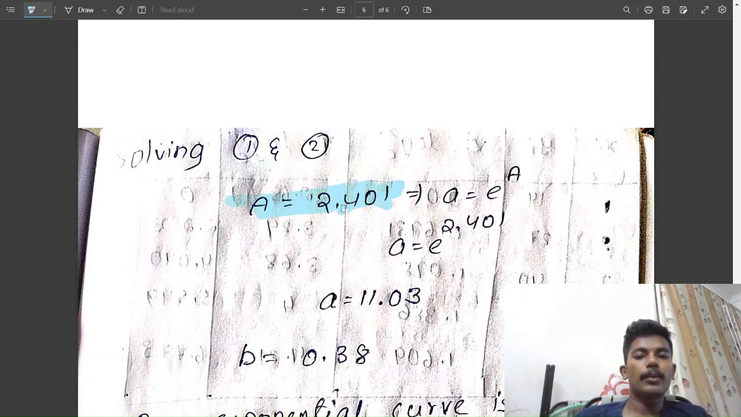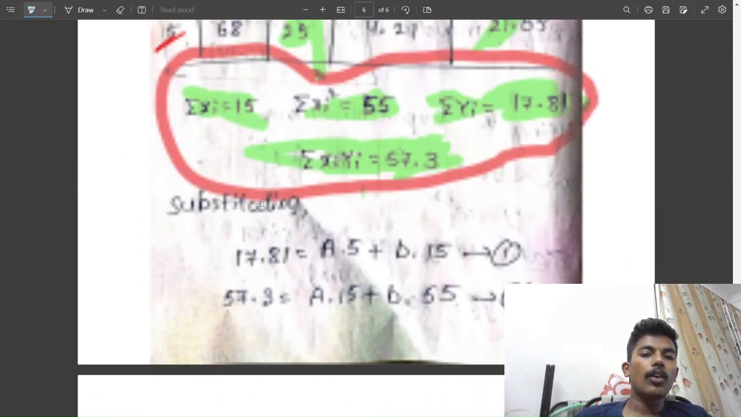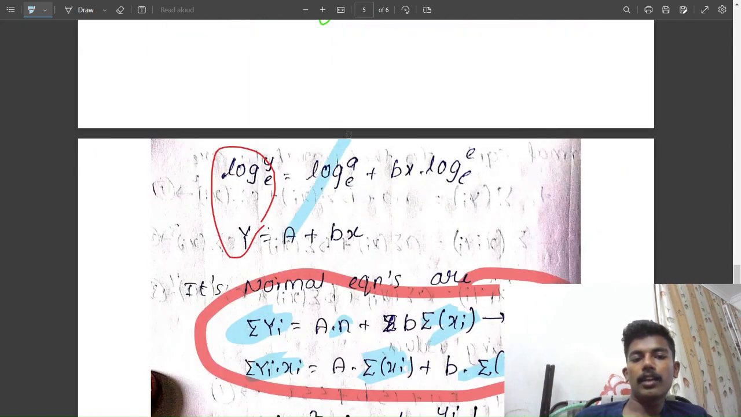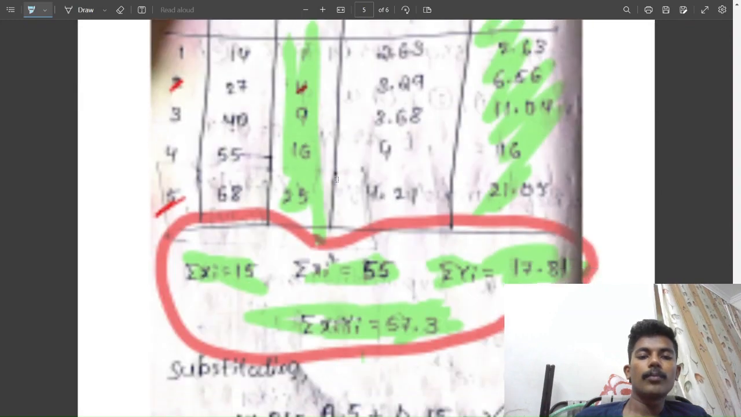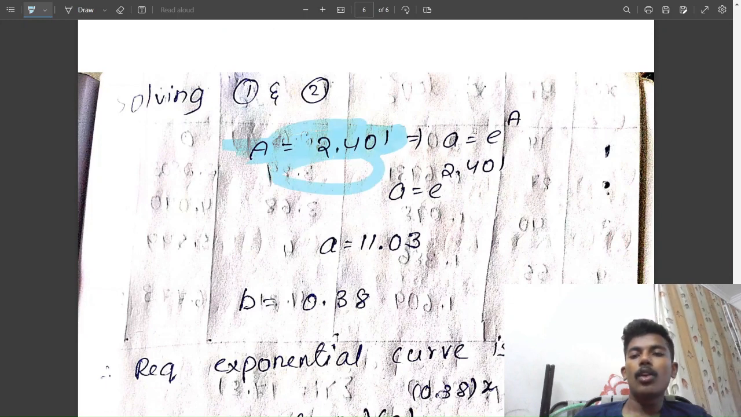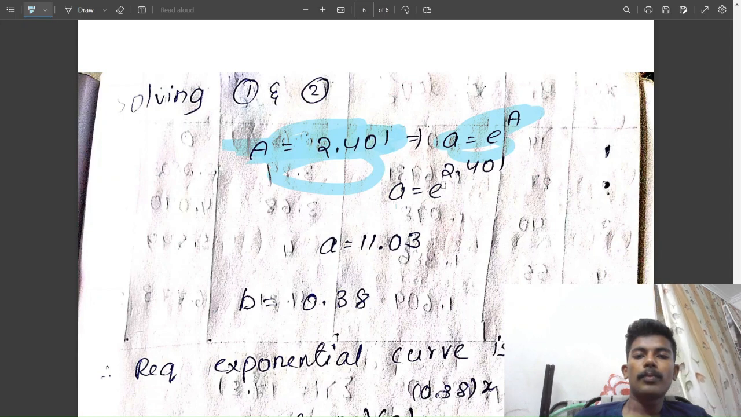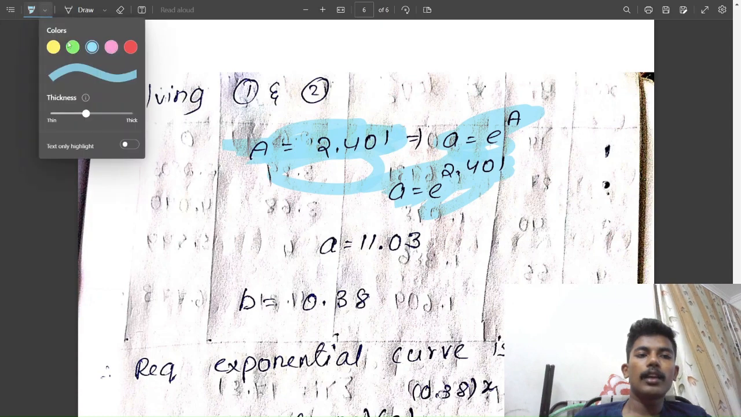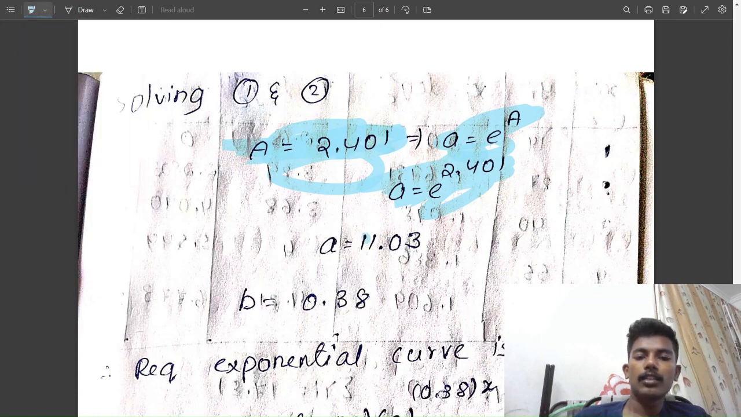A value is equal to 2.401. As we have already discussed, capital A is equal to log a to the base e. So as we have obtained the value of capital A is equal to 2.401, log a to the base e is equal to 2.401. So small a is equal to e power capital A. So from that we obtain a is equal to e power 2.401, and from that we obtain the value of small a as 11.03.